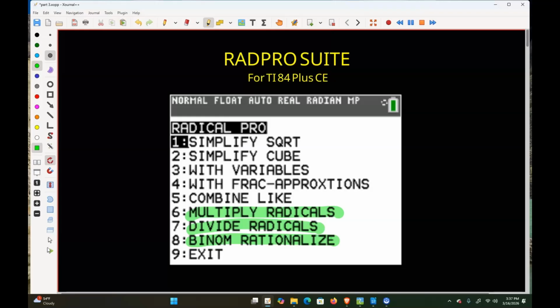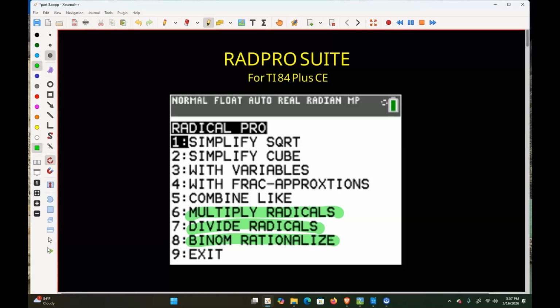We'll review the code step by step, and we'll explain how each part works, especially the tricky simplification and conjugate logic. We'll test a bunch of real examples and update the main RADPRO menu so everything lives together nicely. By the end of this video, your TI-84 will handle almost every radical operation you'll see in Algebra 2. No more tedious factoring on paper.